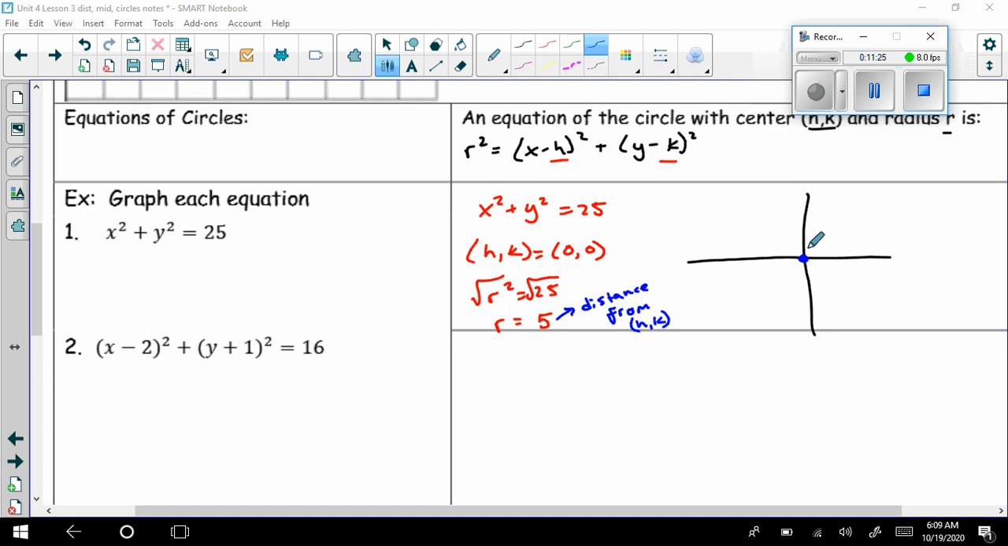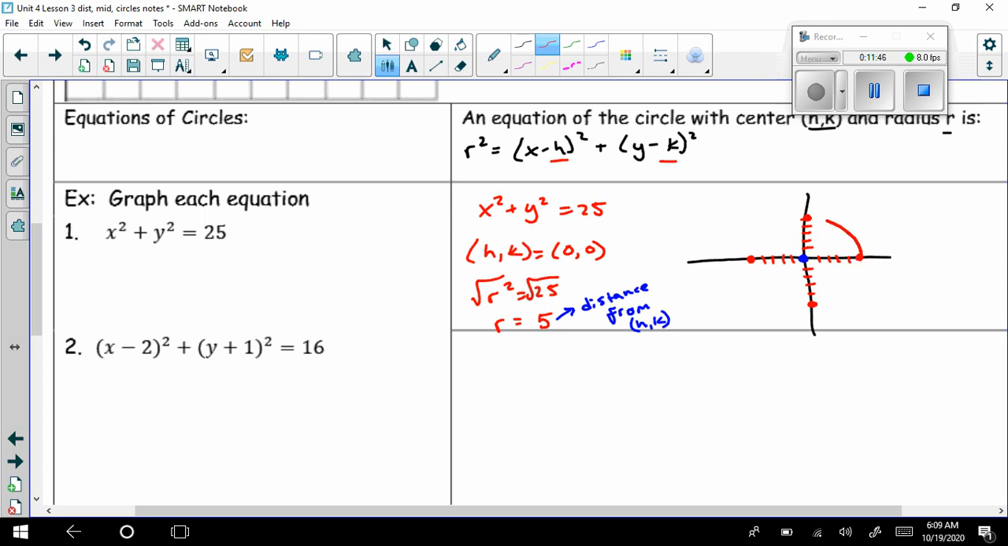And so I'm just going to count 5 in each direction from that. So 1, 2, 3, 4, 5. Remember, you can't count diagonally, so I'm just going to go each direction. 4, 5. You don't always start at the origin. I'm starting there because that's my center. And so I go and I make these 4 points.